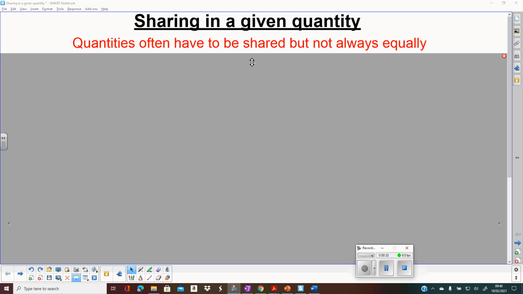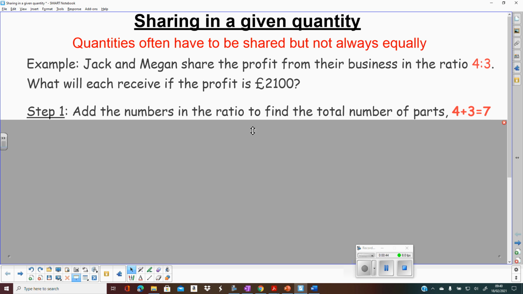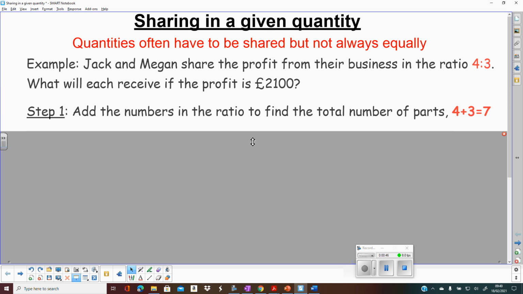If we look at this first worked example. Jack and Megan share the profit from their business in the ratio 4:3. What will each receive if the profit is £2,100? Step one, we're going to add the numbers in the ratio to find the total number of parts. The ratio is 4:3, so we add those two numbers together, 4 plus 3 equals 7.